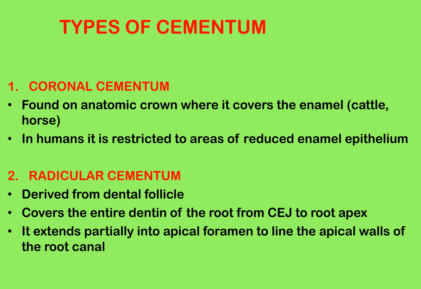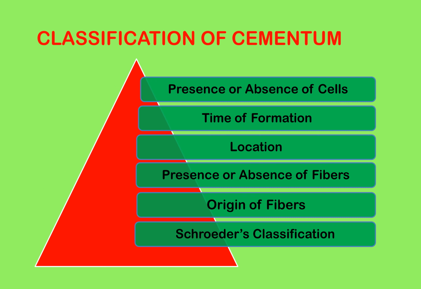Talking about the types of cementum, we have two types, that is coronal and radicular. Coronal cementum is found on the anatomic crown where it covers the enamel as seen in the herbivores. In case of humans, it is restricted to areas of reduced enamel epithelium. Whereas radicular cementum is derived from dental follicle. It covers the entire dentine of the root from CEJ to the root apex, and it extends partially into the apical foramen to line the apical walls of the root canal.